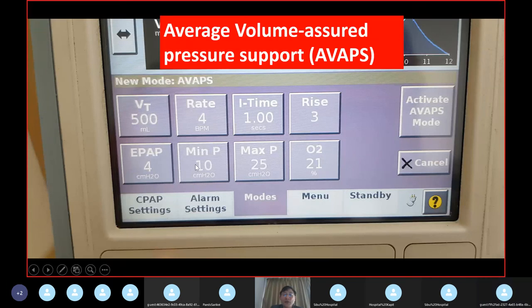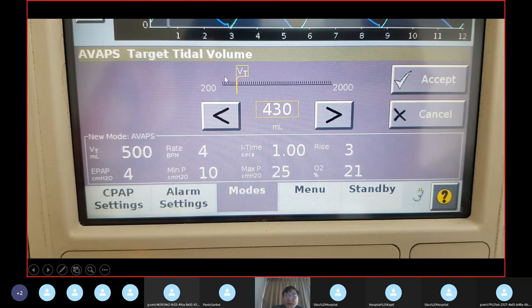So the machine will try to titrate increasing pressure every few breaths or every few seconds to achieve the tidal volume that you set. If you look at the tidal volume, the minimum tidal volume the machine can be set to is around 200, okay? Let's say the tidal volume is 10 mL per kilo. So you could use it for a patient of 20 kilograms. So that's why the machine is meant for a 20 kilo patient, right?